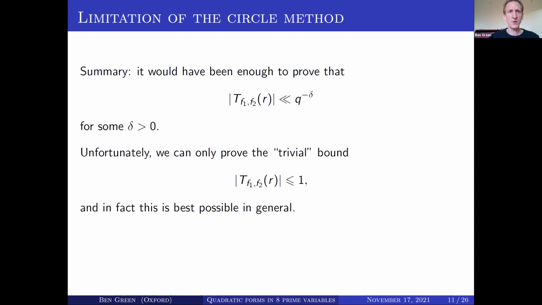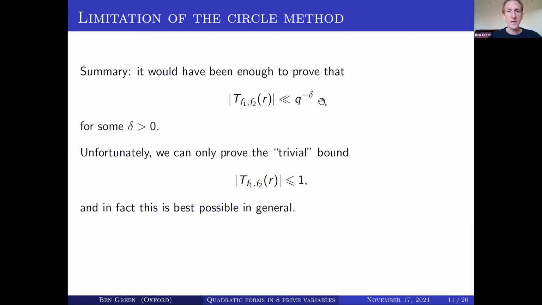And this is, I think, what I would mean by saying that the circle method cannot handle quadratic forms in 8 prime variables, because you end up naturally led to needing to get a bound for certain exponential sums that's slightly better than the trivial bound, but there is no such bound. Okay, so the question then is, how do we make progress from here?